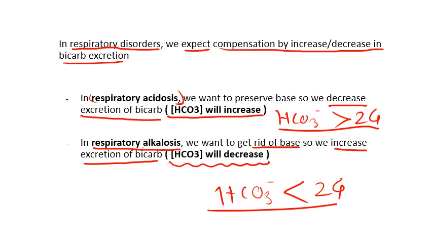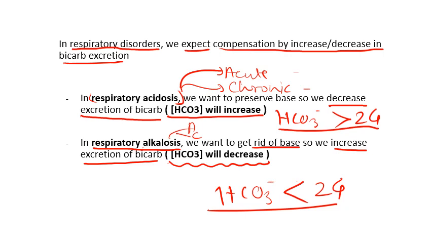Now it is very important to remember that the kidney takes some time to come into action. So that is why these disorders are classified into acute and chronic. Respiratory acidosis is classified into acute respiratory acidosis and chronic respiratory acidosis. The compensation is different for both of them, as you will see in the next few slides. And respiratory alkalosis is again classified into acute and chronic, and the compensation is different for both of them.